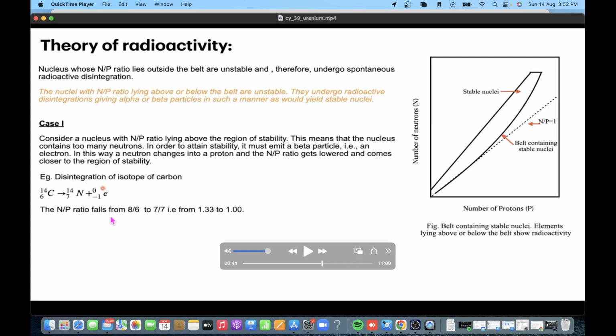So the N/P ratio goes from 8/6 to 7/7, that is from 1.33 to 1, coming closer to this region. This is just an example.